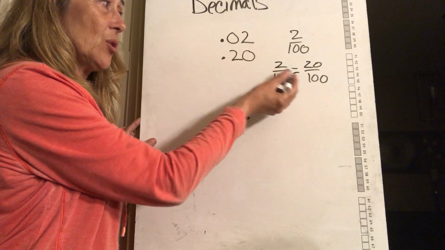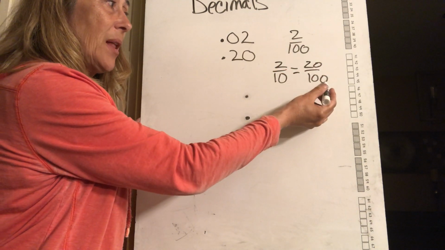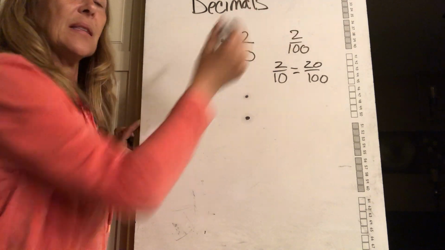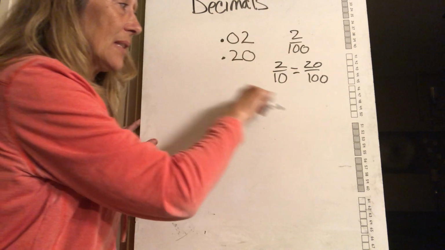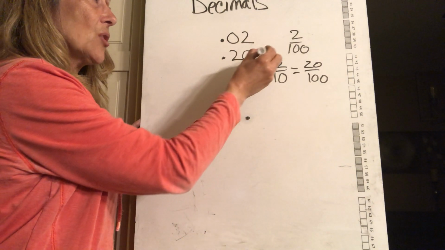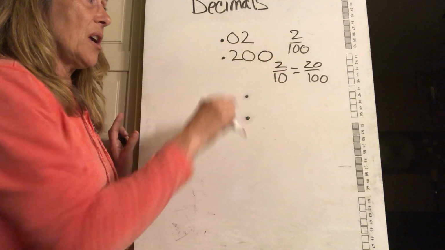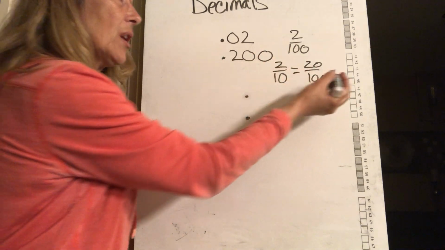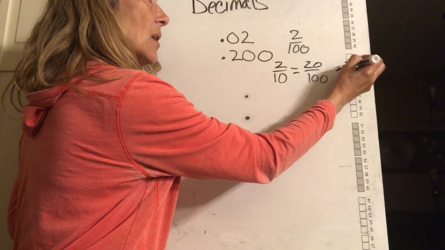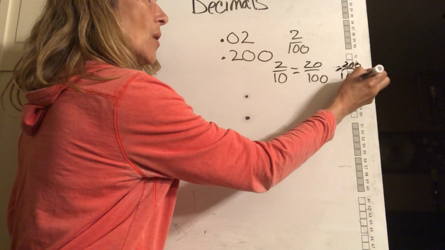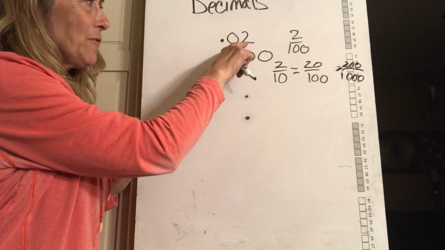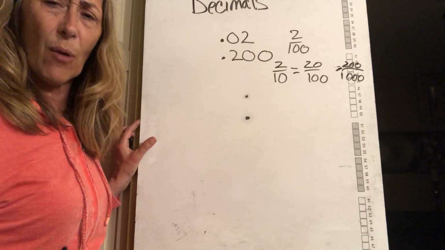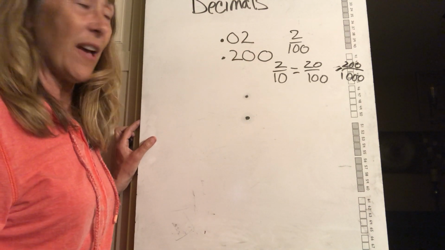Because I multiplied the 2 times 10, I multiplied the 10 times 10. Remember, every time it's 10 greater, or in this case, 10 less. So I could even add another 0 and it wouldn't change the value. Now I'm just multiplying it by 100. So it's 200 1,000ths. So after my final digit, I can put as many zeros as I want and it doesn't change the value.